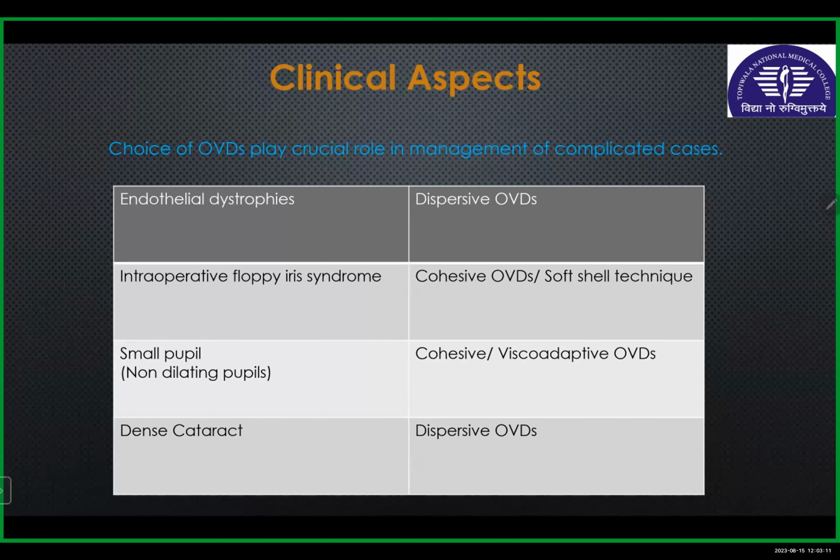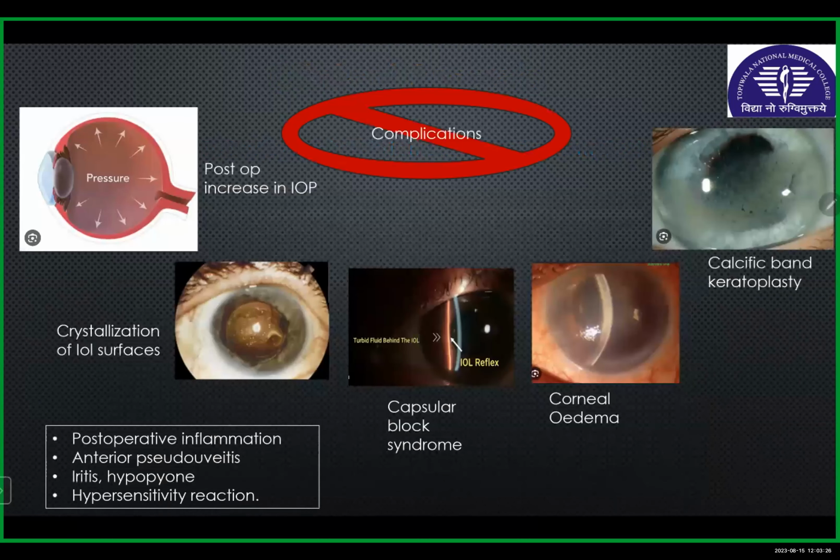Choice of OVD plays a crucial role in the management of complicated cases. Like in endothelial dystrophies, dispersive OVDs are used. In intraoperative floppy iris syndrome, we use cohesive OVDs. In small pupil, we use cohesive OVDs. In dense cataract, we use dispersive OVDs. If we do not remove the OVD properly from the anterior chamber, it leads to some complications. The most important one is a post-operative increase in intraocular pressure, then crystallization of the IOL surface, capsular block syndrome, corneal edema, calcific band keratopathy, iritis, hypersensitivity reaction, etc.